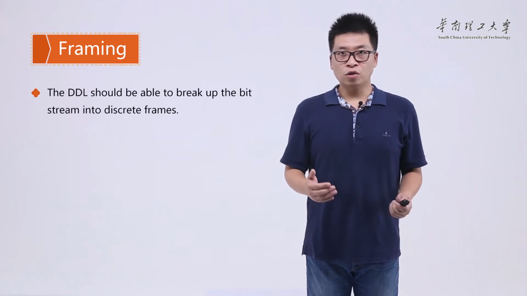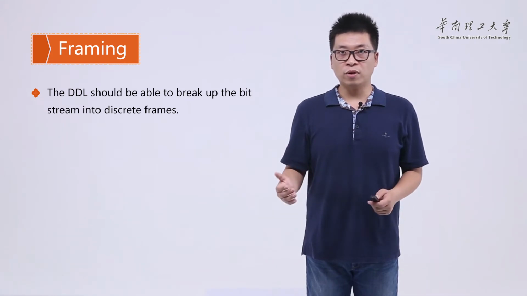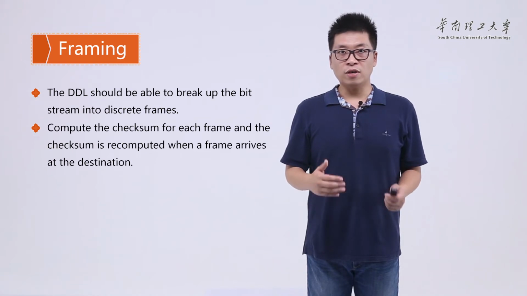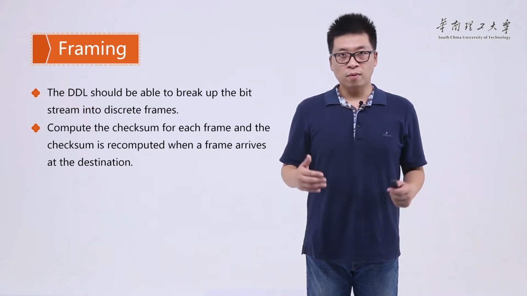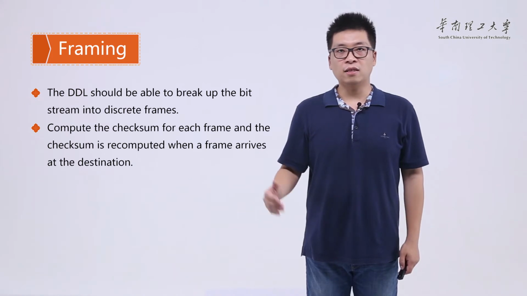In order to do error detection and correction, the data link layer should be able to break up the bit stream into discrete frames. When a frame is transmitted, the sender needs to compute the checksum for each frame, and the receiver will then recompute it when the frame arrives at the destination.